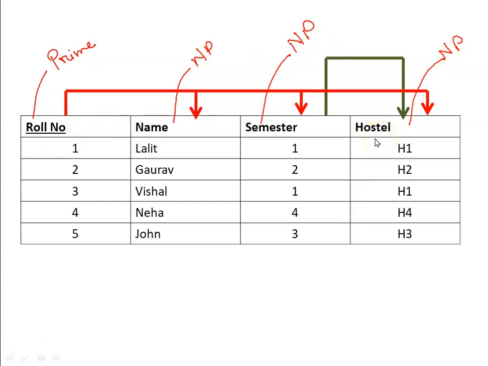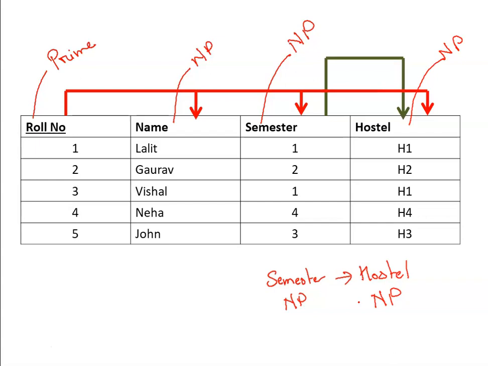So there is a transitive dependency in this relation based upon the non-prime attributes. So if you say semester determines hostel, where semester is non-prime and hostel is also a non-prime attribute. If such a transitive dependency exists, then you have to eliminate it in your third normal form.